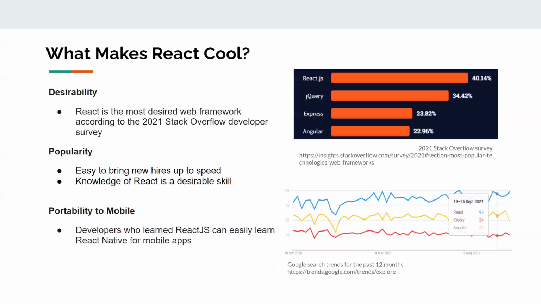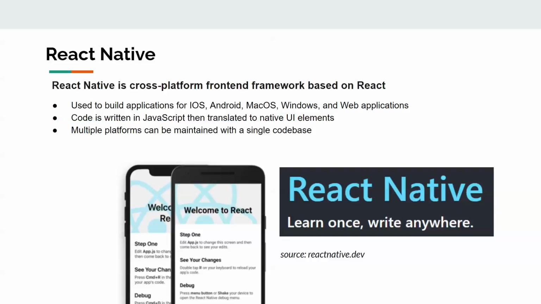Another reason is portability to mobile. Developers who learned React.js can also easily learn React Native for developing mobile apps. React Native is a cross-platform front-end framework based on React. With React Native, you can build applications for iOS, Android, macOS, Windows, and the web. React Native code is written in JavaScript, then translated to native UI elements. With React Native, you can develop for multiple platforms using a single code base.